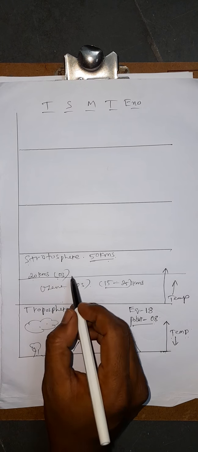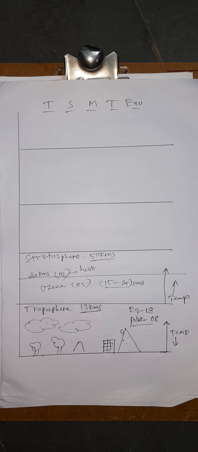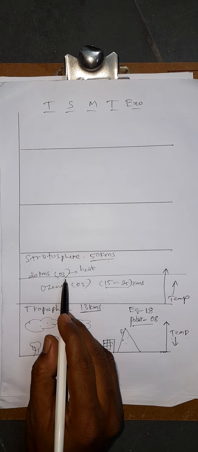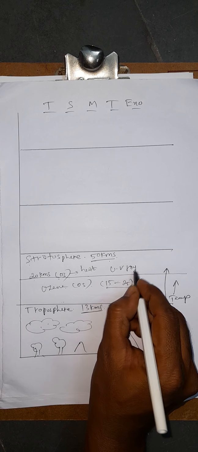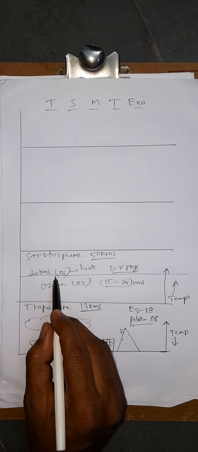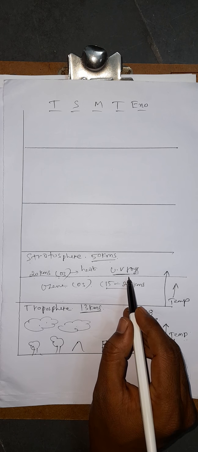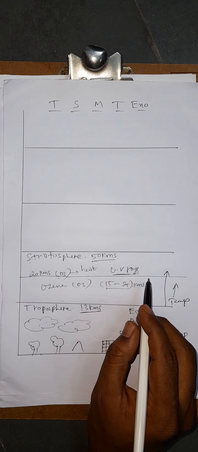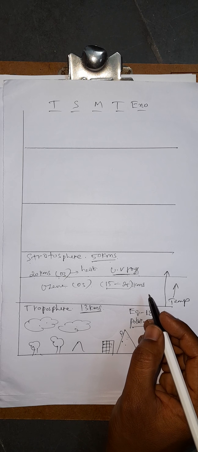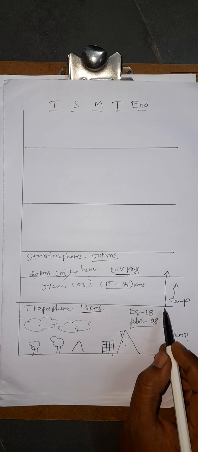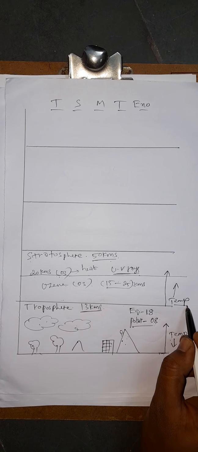O3 is a good absorber of heat. I repeat, O3 is a good absorber of heat. Whatever UV rays are emitted from the sun are received by this ozone layer, and it converts them into heat. So the ozone molecules absorb UV rays from the sun and convert them into heat. Clear? That way, as we go high in the stratosphere, the temperature increases.